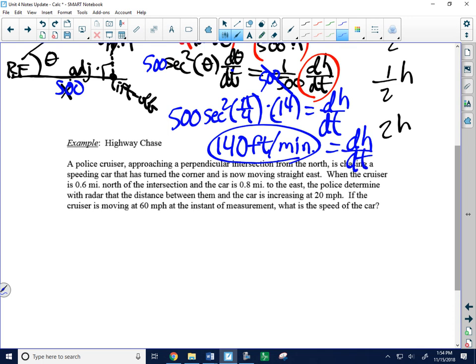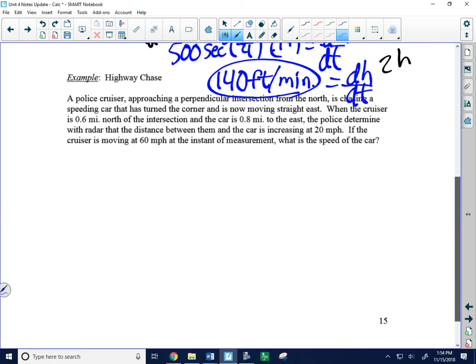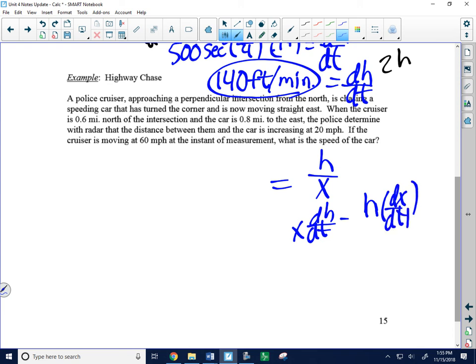One quick thing to finish up, I do have a minute or two left. Let's say you had not plugged in 500. On the right side, you would have had h over x. You would have then had to do the quotient rule: low d high minus high d low, over low squared. The rate of change of x was not changing, it was 0. Then you cancel this out, and it would have been the same as what we had before. 1 over x is 500, dh dt. It ends up being the same.